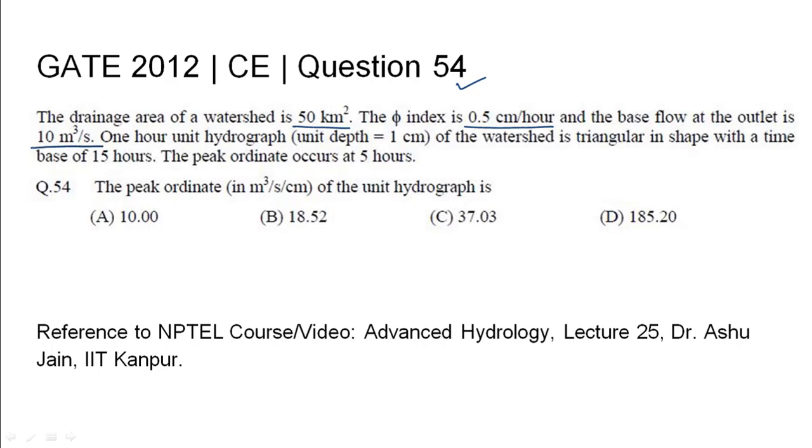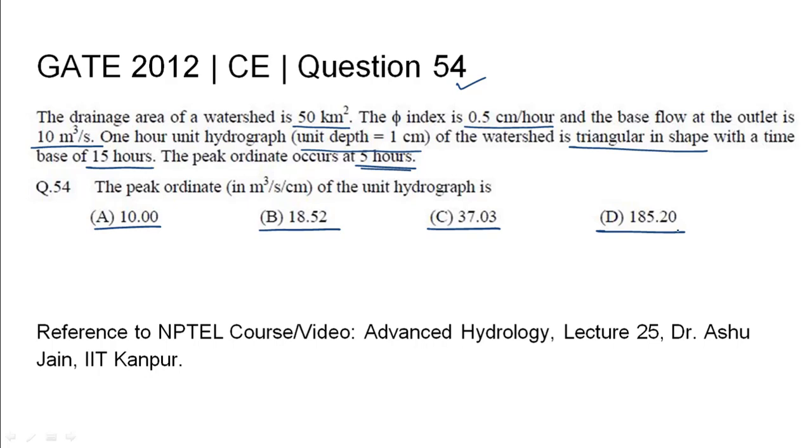1 hour unit hydrograph of unit depth 1 cm of the watershed is triangular in shape with a time base of 15 hours. The P coordinate occurs at 5 hours. The P coordinate in meter cube per second per centimeter of the unit hydrograph is, the four options given are A 10, B 18.52, C 37.03 and D 185.2.